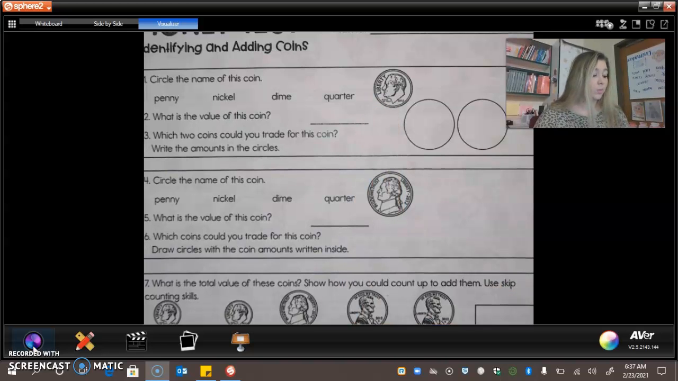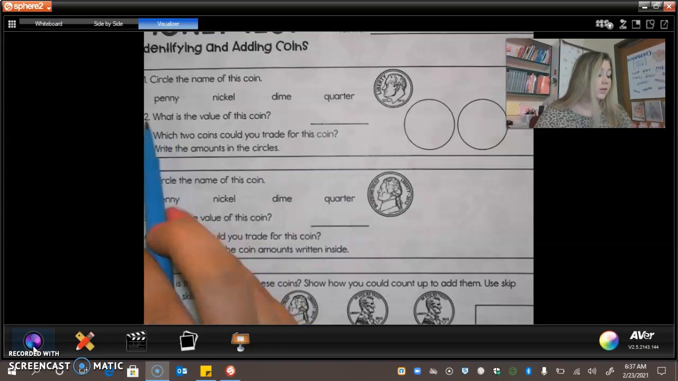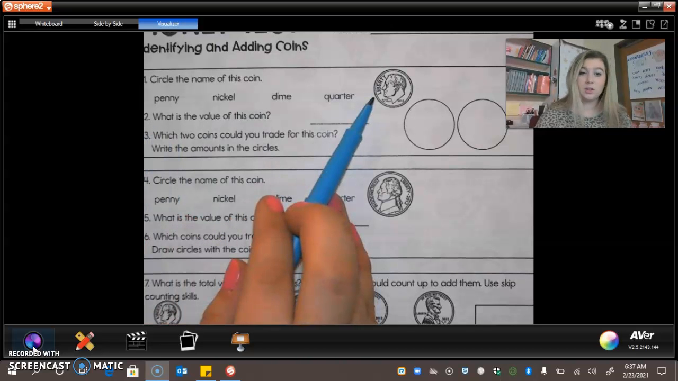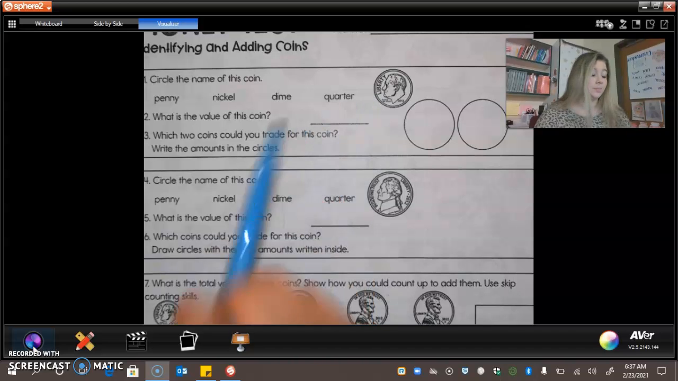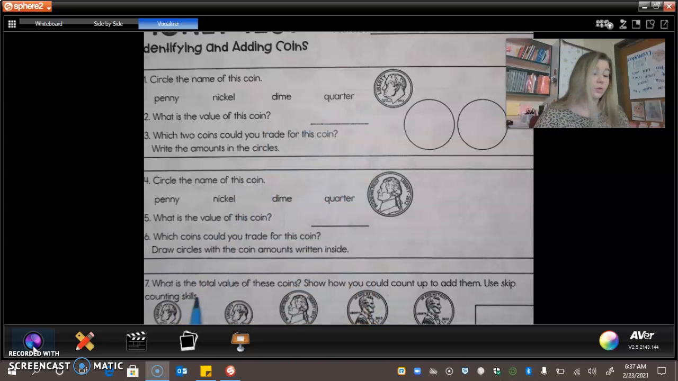Number two, what is the value of this coin? So what is the value? How much is this coin worth? Don't forget to add your label at the end to tell me if it's dollars or cents.